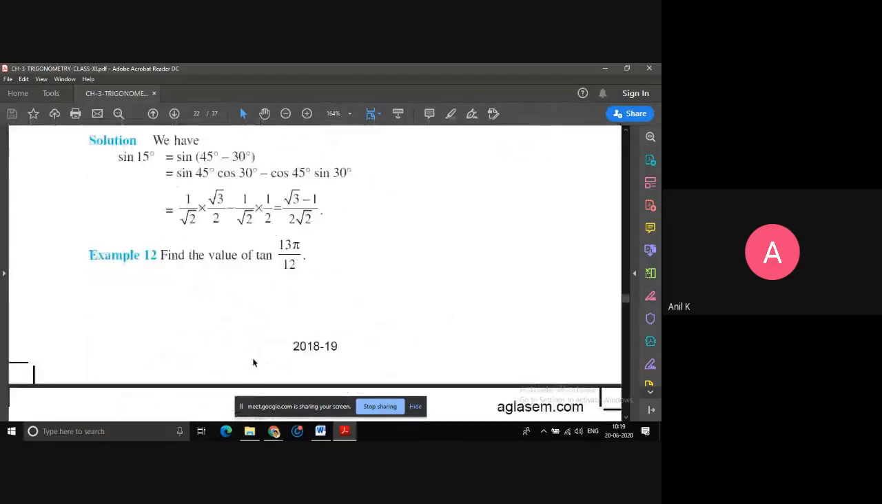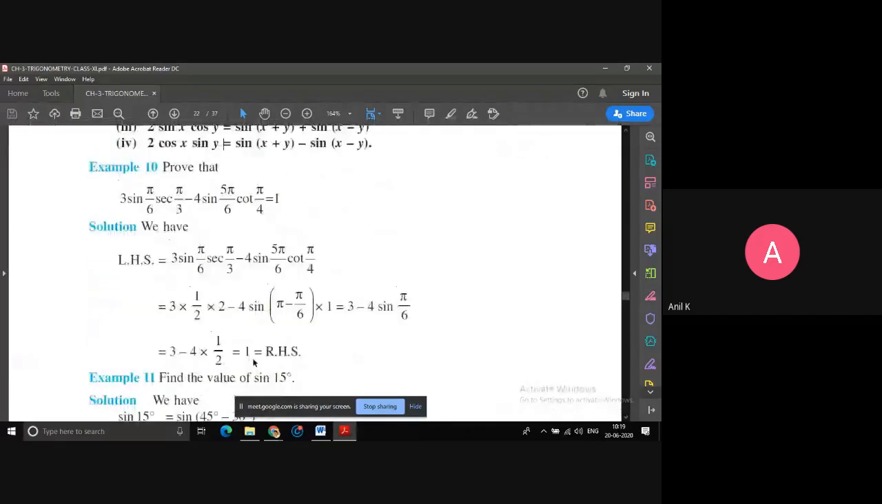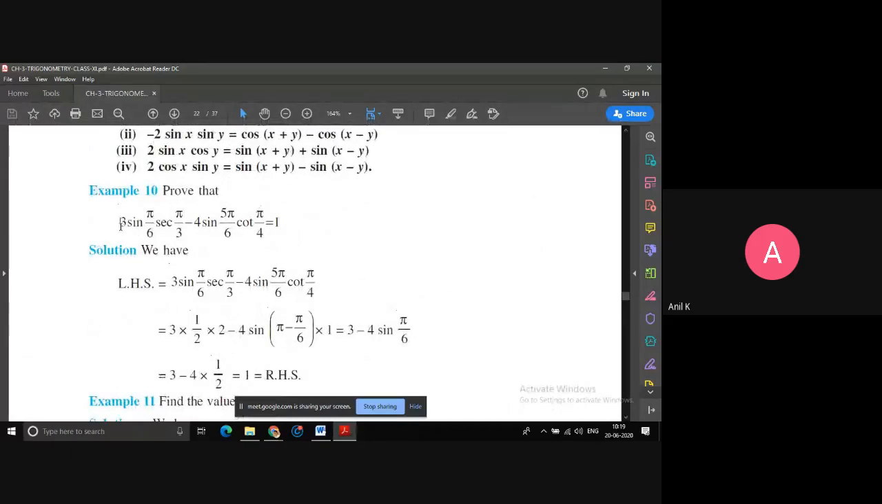Now when I come to the example question, you have 3 sin 30 sec 60 minus 4 sin 5 pi by 6. 5 pi by 6 means the 6 will get cancelled in 180, 30 times. 5 into 30 is 150 degrees. Okay, 150 degrees. How do you write sin 150 degrees?